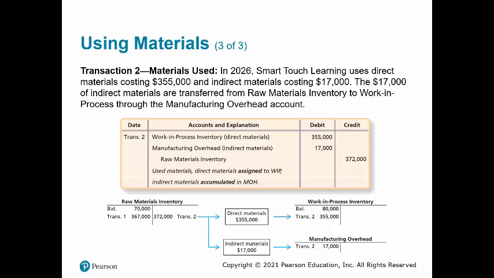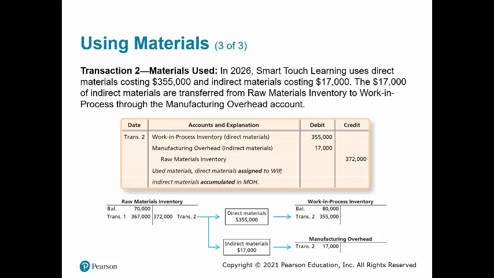If the materials are direct materials, they will go into work in process inventory when they are put into production. However, if they're indirect materials, they're first going to be debited to a temporary equity account called manufacturing overhead. And we will learn in a future learning objective how we will apply that manufacturing overhead to the individual jobs. The total of those two debits, of course, would be credited to raw materials inventory.